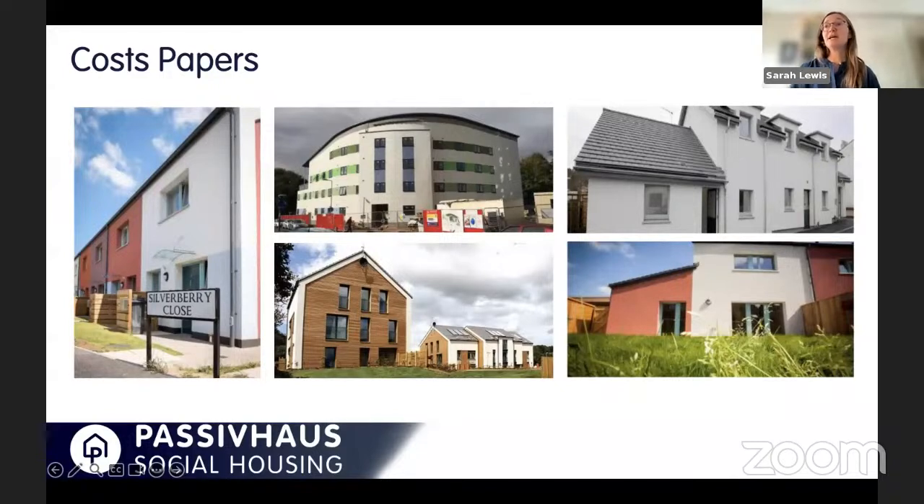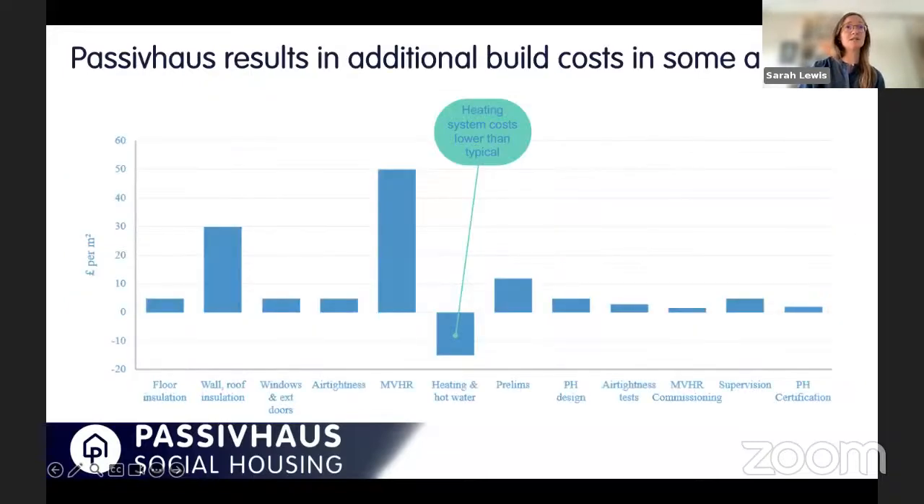From the information that we were able to take from these projects, it was possible to arrive at indicative costs per square meter for that additional cost of Passivhaus. That was broken down into a variety of elements or stages of the construction process to which those applied. And then from this, we arrived at this potential range of extra costs per meter squared. And as you'll see on this slide, we broke that down so we can see where those extra costs sat.